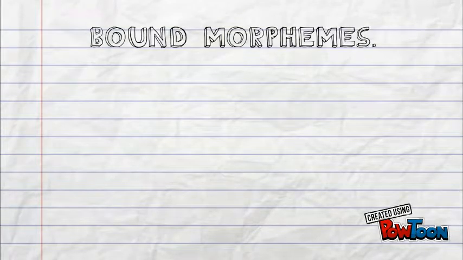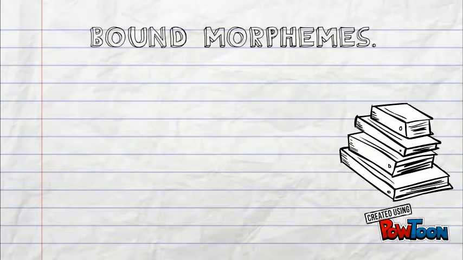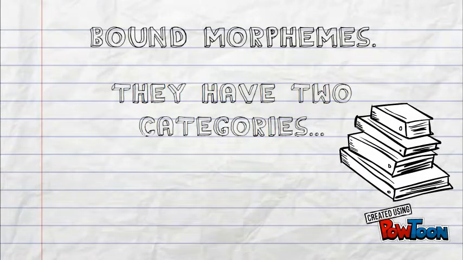Then there are bound morphemes. Bound morphemes cannot stand alone. They must be used with at least one other morpheme. Bound morphemes are broken up into two categories of roots and affixes.